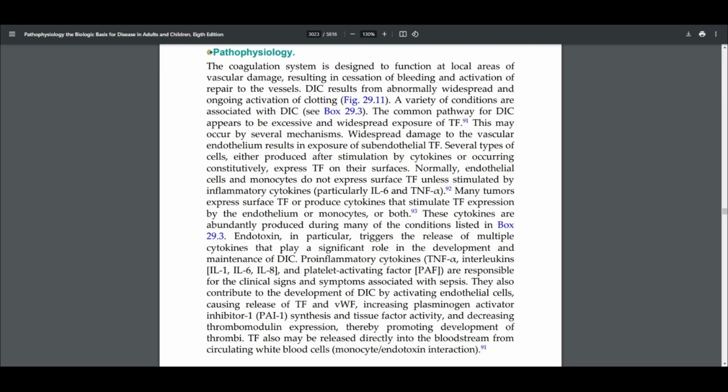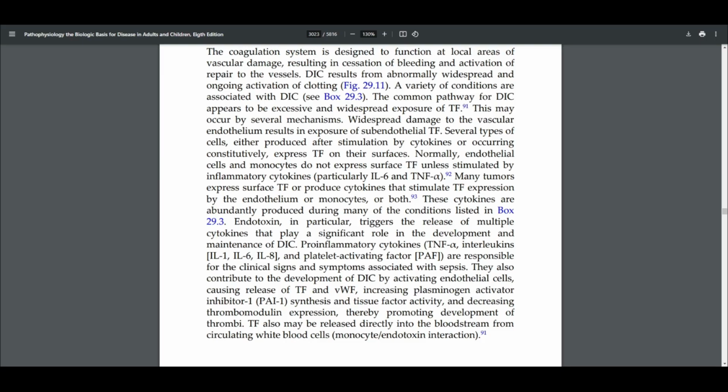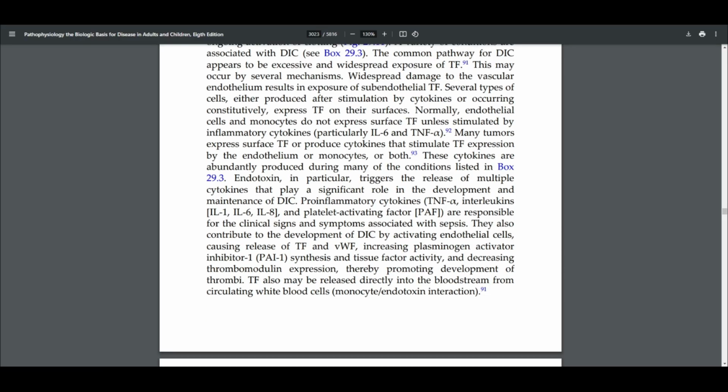Several types of cells, either produced after stimulation by cytokines or occurring constitutively, express TF on their surface. Normally, endothelial cells and monocytes do not express surface TF unless stimulated by inflammatory cytokines. Many tumors express surface TF or produce cytokines that stimulate TF expression by the endothelium or monocytes or both. The cytokines are abundantly produced during many of the conditions listed in that box.